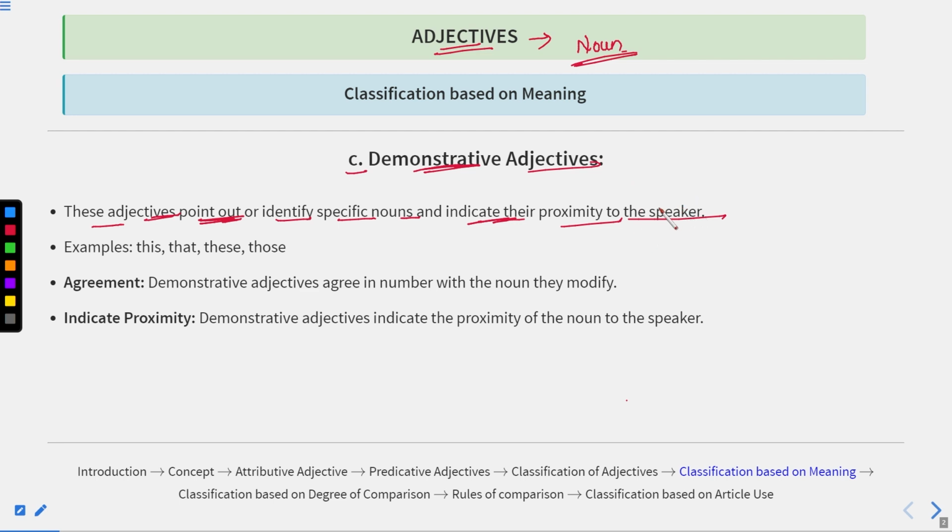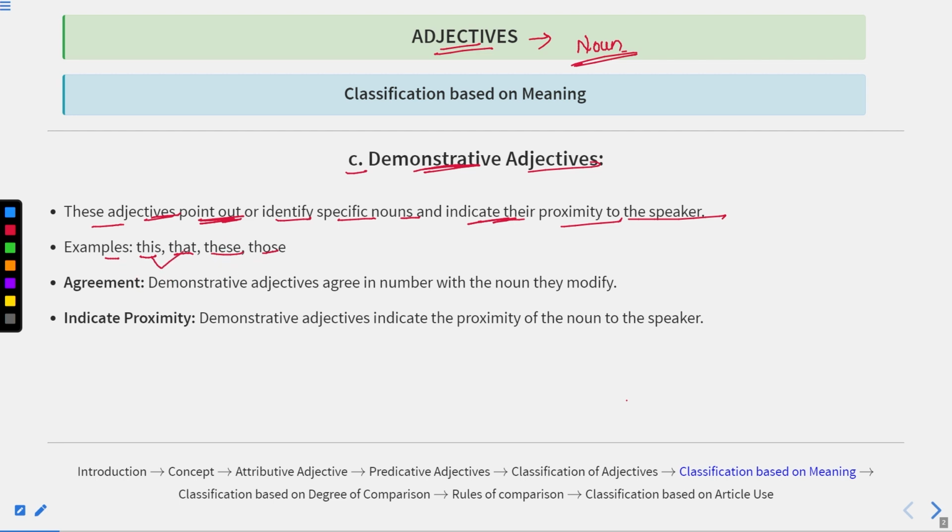Now if I'm referring to any noun and I'm speaking about that noun with a person, I'm indicating that particular noun and that can be understood by the listener directly. So this is an adjective which actually points out the noun, or identifies that noun as a specific noun. For examples: this, that, these, those. These four words are demonstrative adjectives.